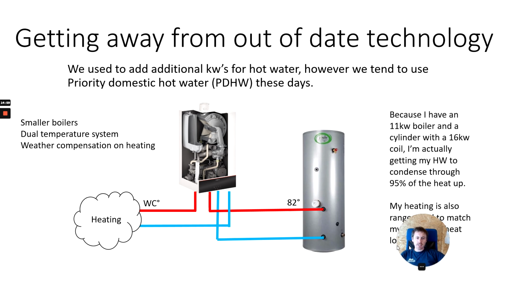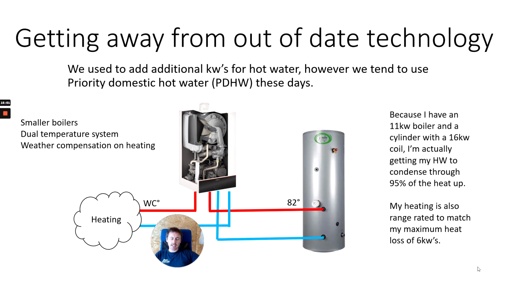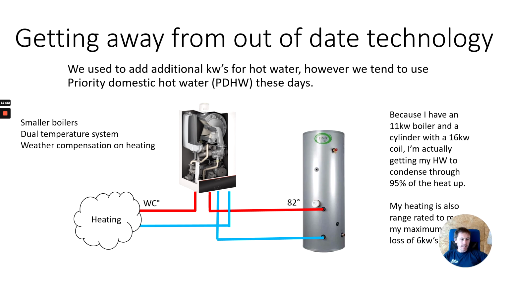Okay, so because I have an 11 kilowatt boiler and cylinder with a 16 kilowatt coil, I'm actually getting my hot water in my house to condense through 95% of the heat up. My heating is also range rated to a maximum heat loss of 6 kilowatts. So not only am I getting dual temperature, I'm also getting dual value in my heat output from the actual boiler itself.